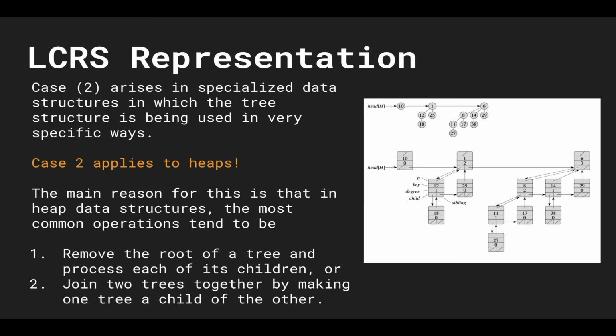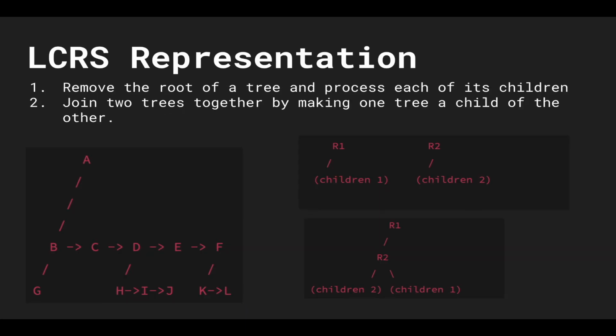The second operation that's common to binomial heaps is joining or linking two trees together by making one tree a child of another. So it's very easy to do this because all we have to do is just move pointers. We don't have to deal with arrays or anything like that. We're just going to be moving pointers. So to see what I mean, let's look at some ASCII diagrams.